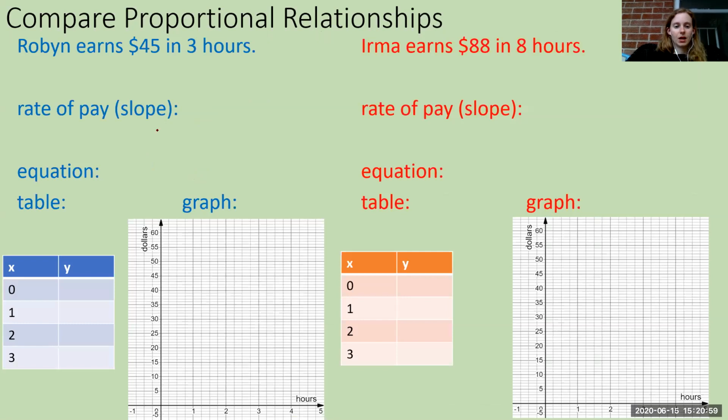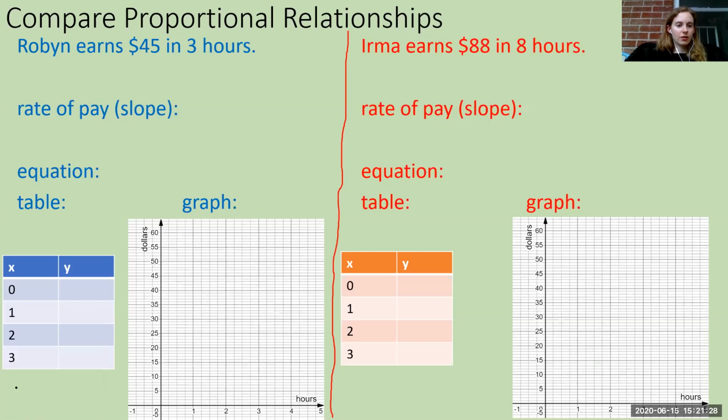All right, let's compare these two situations here. On the left-hand side, we've got Robin, who is earning $45 in 3 hours. On the right-hand side, we've got Irma, who is earning $88 in 8 hours. Who has a higher rate of pay? Well, let's figure that out.